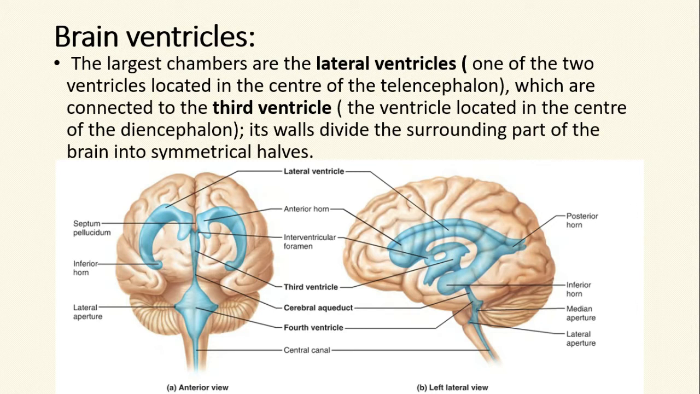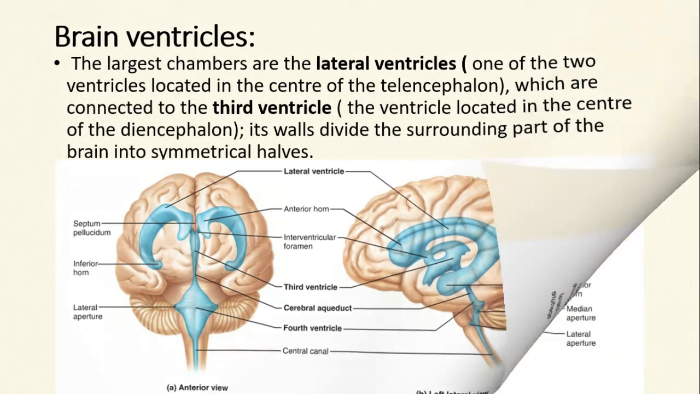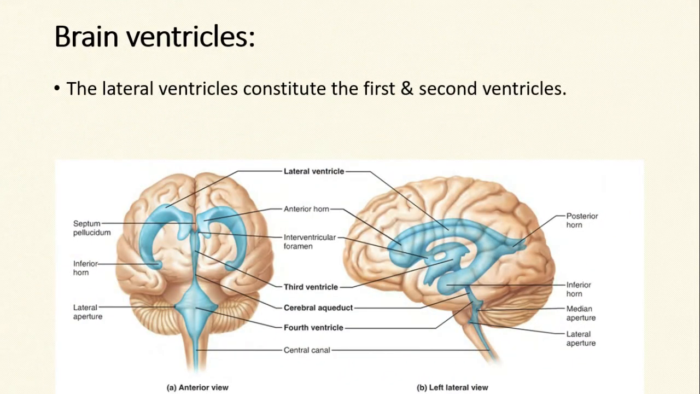These two are connected with the third ventricle, which is the ventricle located in the center of the diencephalon. Its walls divide the surrounding part of the brain into symmetrical halves. The lateral ventricles constitute the first and second ventricles.